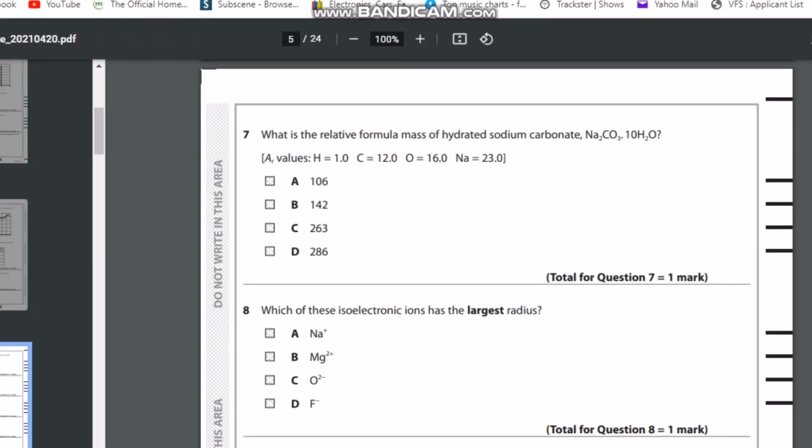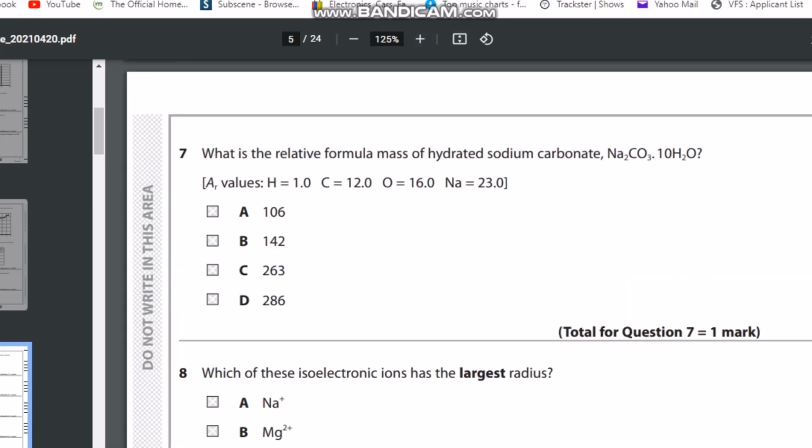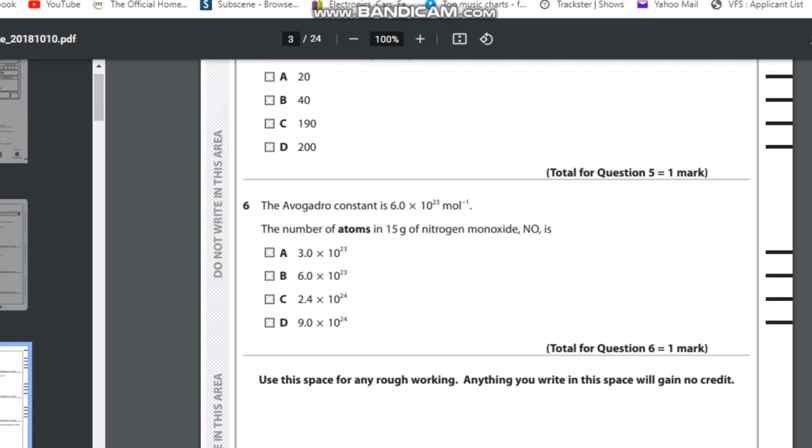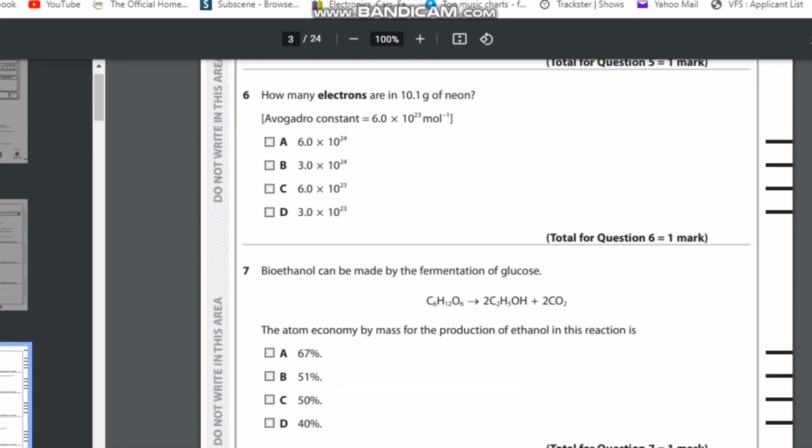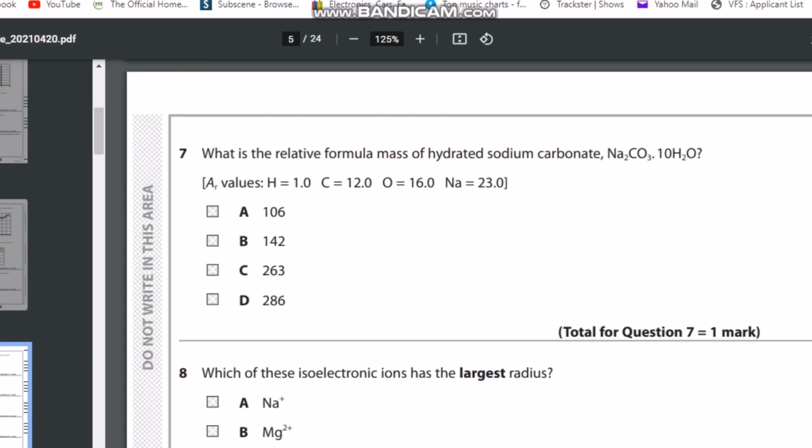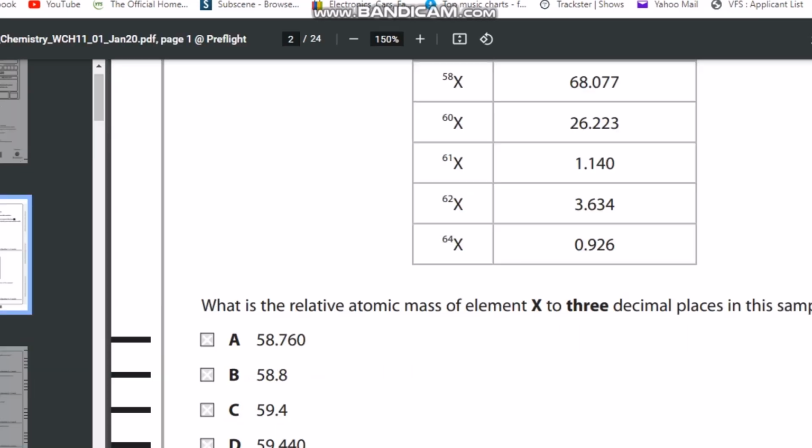Okay, sodium carbonate NH2O. What is the relative formula mass of hydrated sodium carbonate 10H2O? The same thing, you can put sodium, carbon, oxygen, and the 10 only belongs to water. So you can then answer as 286. 286 is the answer in this case. Let's say this is another one. These are for the next parts. This is a very common question that you can do, right?